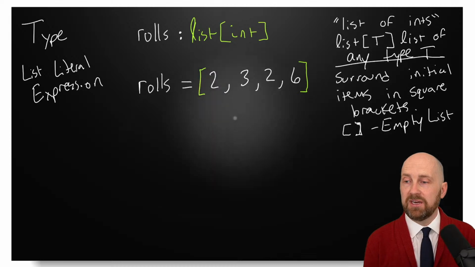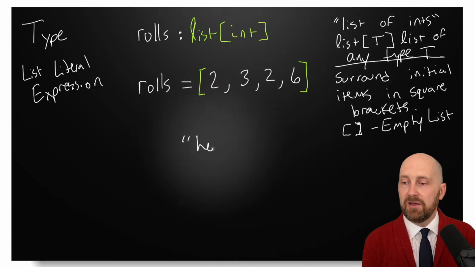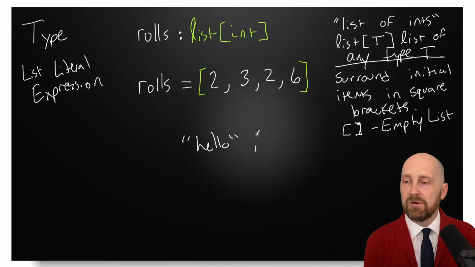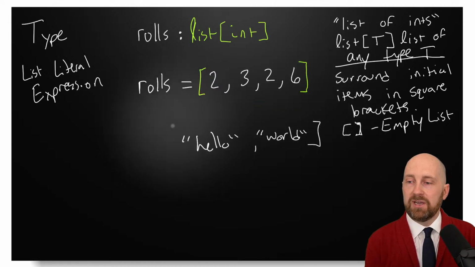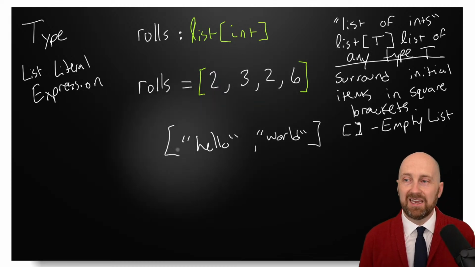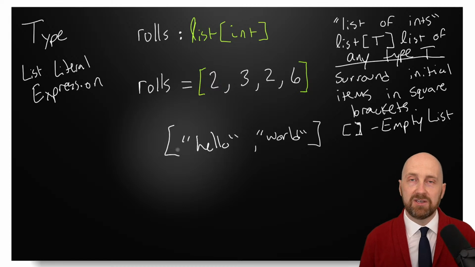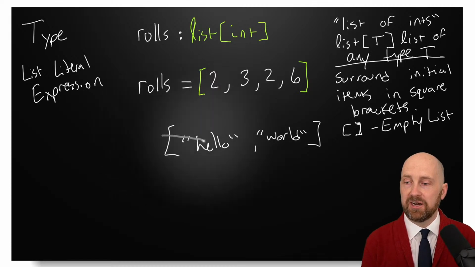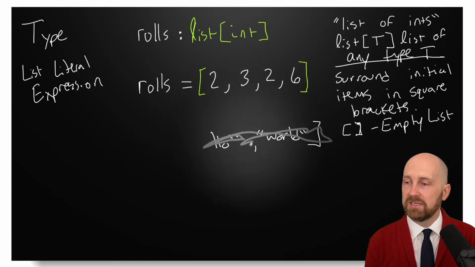If we had a list of strings, you could imagine hello and world. Same idea. We could have a list of strings just the same. Again, integers, strings, we can store any kind of data inside of a list. That's what makes it a generic data structure. All right, so let me clear this out.